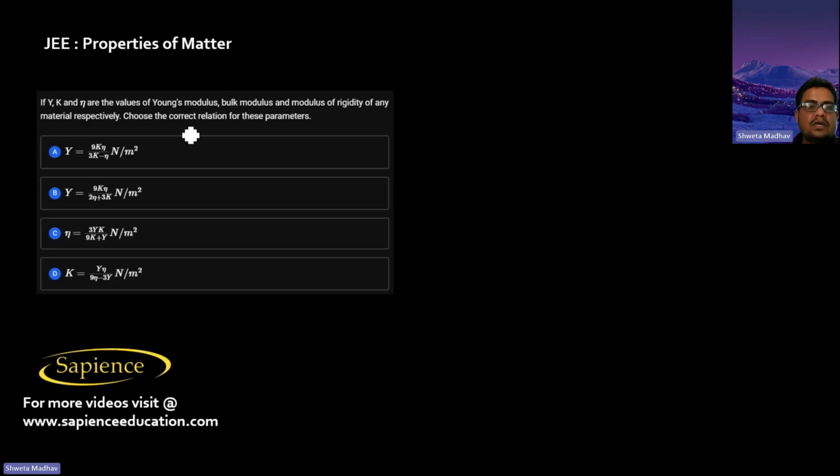Here it is told, if y, k, and eta are the values of the Young's modulus, bulk modulus, and the modulus of rigidity of any material respectively, choose the correct relation for these parameters.